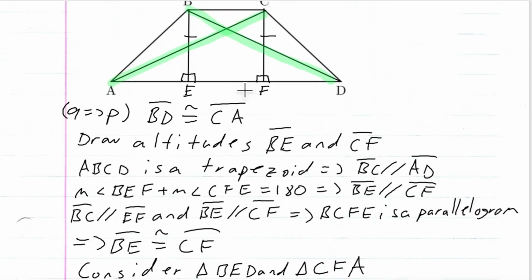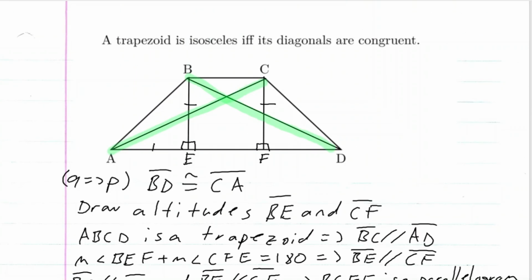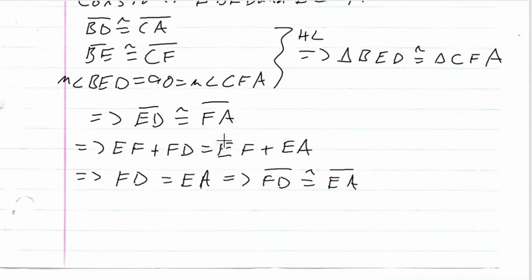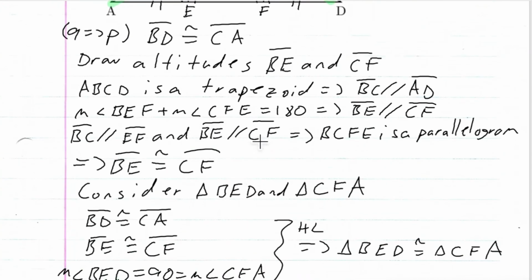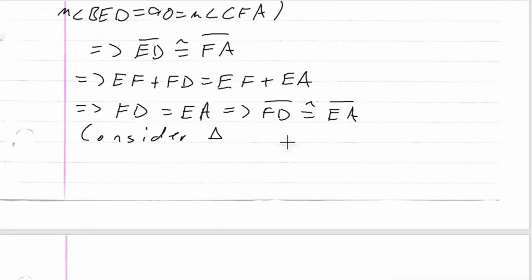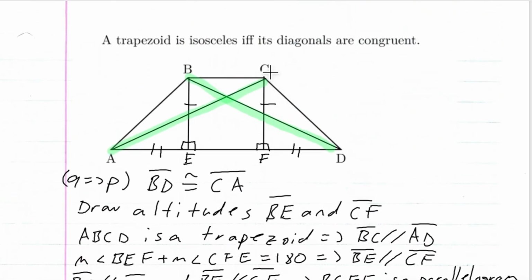Okay, so now we have this is congruent to this. And now we have side, angle, side, right? So let's consider triangle BEA and triangle CFD.